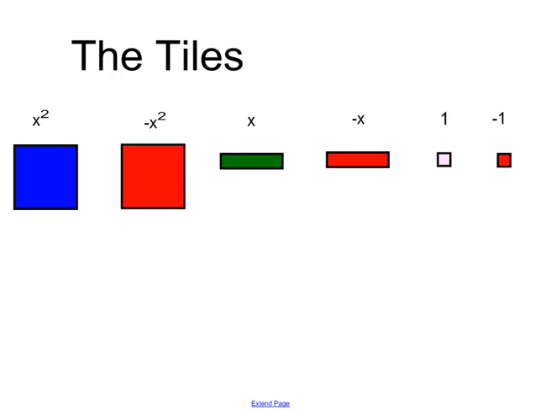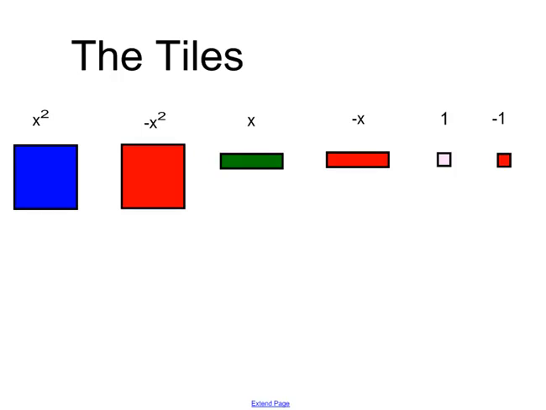The large blue square is the positive x squared tile. The large red square is the negative x squared tile. The green rectangle is your x tile. The red rectangular tile is your negative x tile. And then you have two little squares. One is kind of a flesh color, and that's your constant of 1. The little red one is your constant of -1.